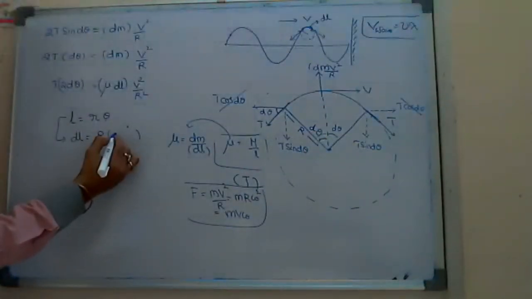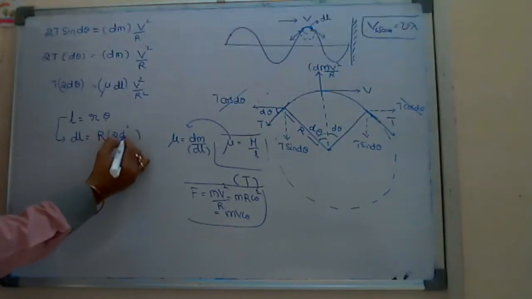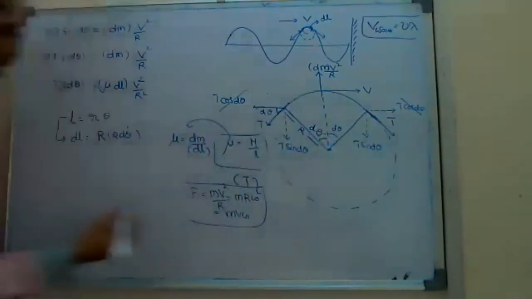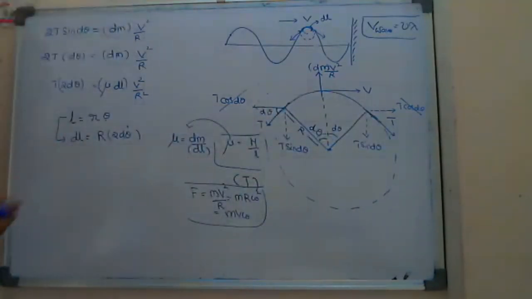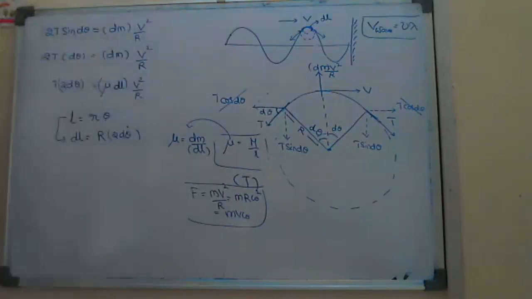D theta is the angle of the sector. The total sector angle is 2d theta. So the centripetal term is v square by r.